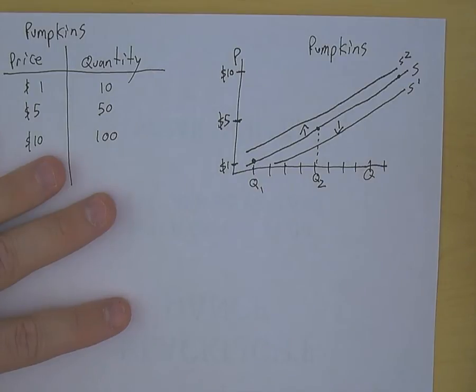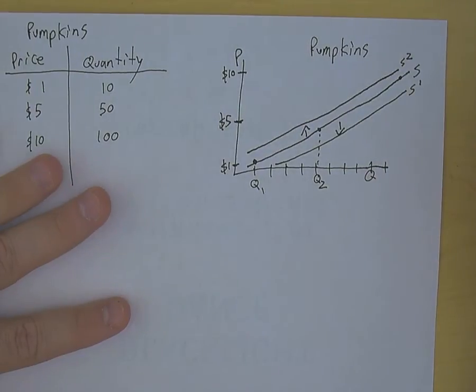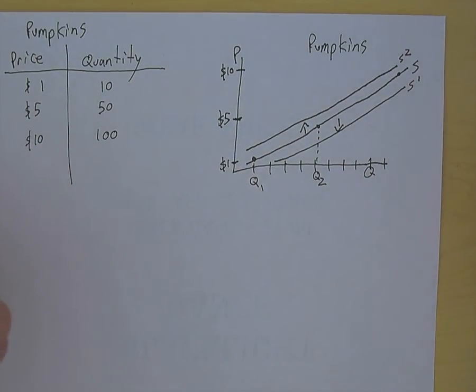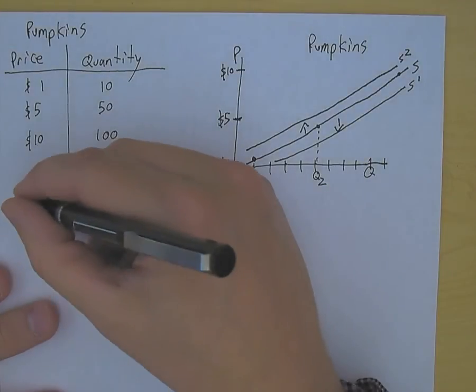Please don't say up and down. Left and right. Supply curve shifts right, we've increased supply. Supply curve shifts left, we've decreased supply. Same for demand. Demand curve shifts right, we've increased demand. Demand curve shifts left, we've decreased demand. All right. That point aside, let's then look at what causes the supply curve to shift.